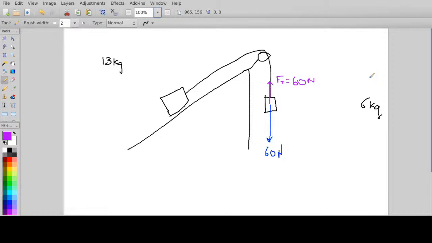So why is it 60 newtons? Well, because these are the only two forces. They have to cancel. If they didn't cancel, there'd be an acceleration. There's no acceleration, therefore they must cancel. Great, that takes care of the free body diagram for that one.